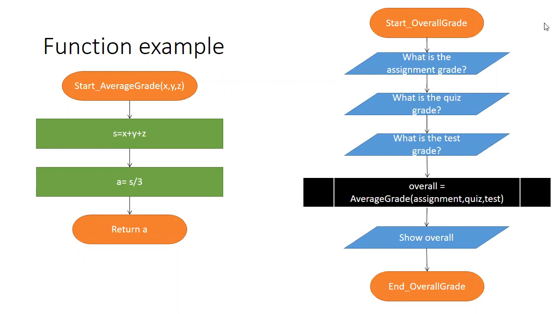Now, in the context of this little bit of code here, this is a black box. We know what goes into it. Assignment, quiz, and test go into it. We know what comes out of it, overall grade, but we don't know what happens. It doesn't say what happens. All right, so that's our function. That would be the function call. We call a function there, and we don't know how it works.